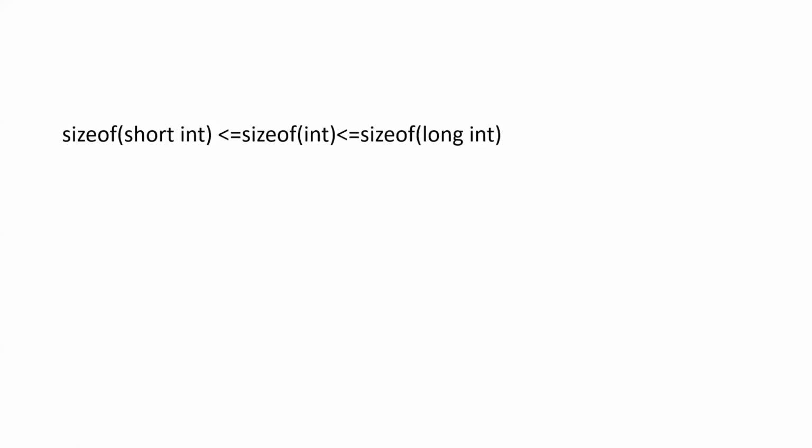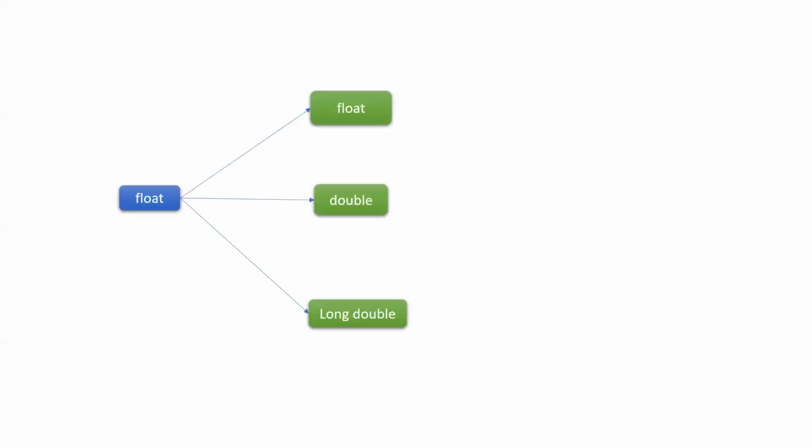And it is not guaranteed that the size of short will always be less than int or that long int will always be greater than int. What is guaranteed is that the size of short should be less than or equal to the size of int, and that should be less than or equal to the size of long int, and that depends on the system that you are using. The next data type is float.